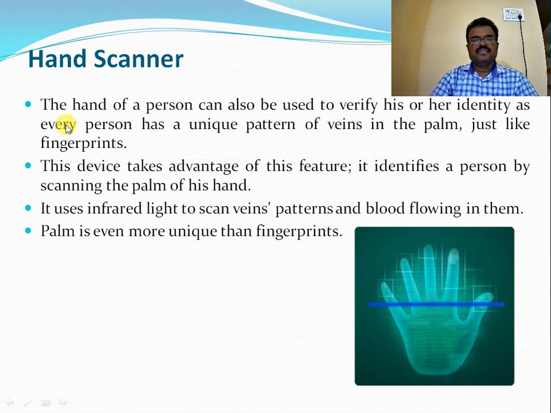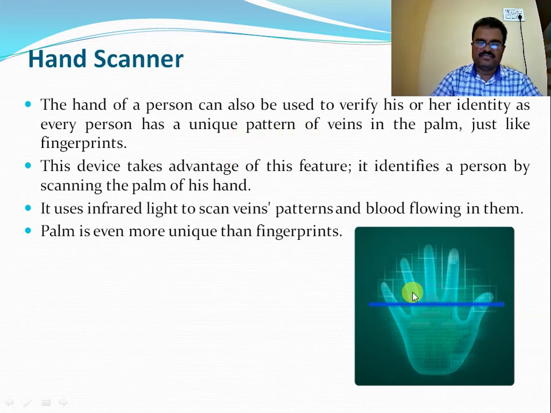Hand scanner. The hand of a person can also be used to verify his or her identity, as every person has a unique pattern of veins in the palm. Generally, all the veins on the palm are different from any other person's. Every person has a unique pattern of veins, just like fingerprints. This device takes advantage of this feature. It identifies a person by scanning the palm of his hand. The hand scanner uses infrared light to scan veins on the palm and the patterns and blood flowing in them. Palm is even more unique than fingerprints.